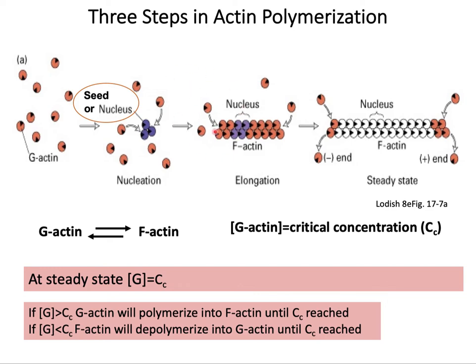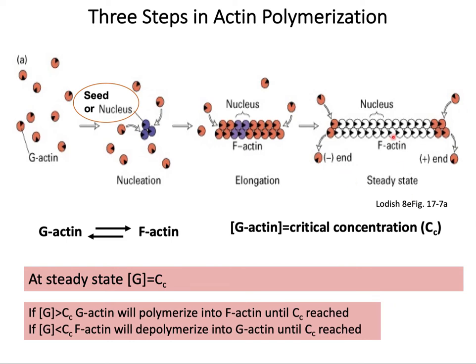You have the addition of monomers, and eventually some monomers will start to come off, and you will reach a third stage of polymerization, which is known as the steady state. The steady state is when the rate of monomers being added to the filament equals the rate of monomers that you are losing from the filament. So you do not get any net growth in the length of the filament, and this is known as the steady state.